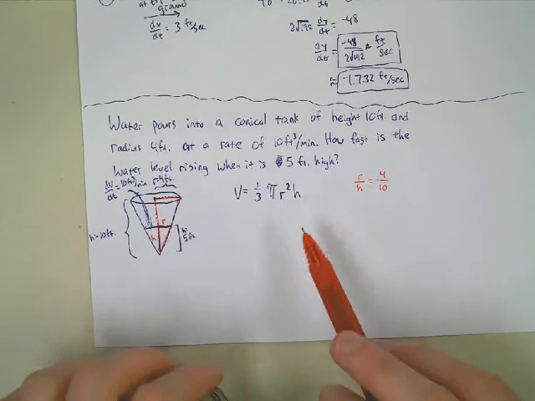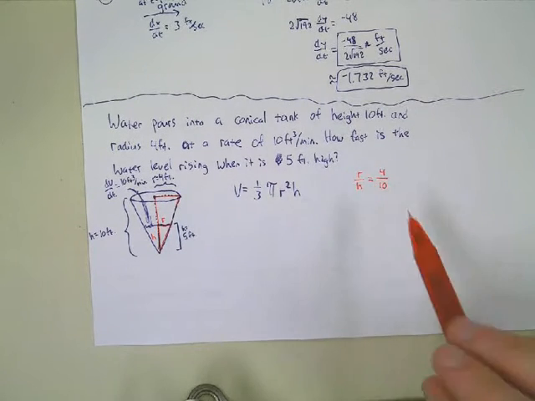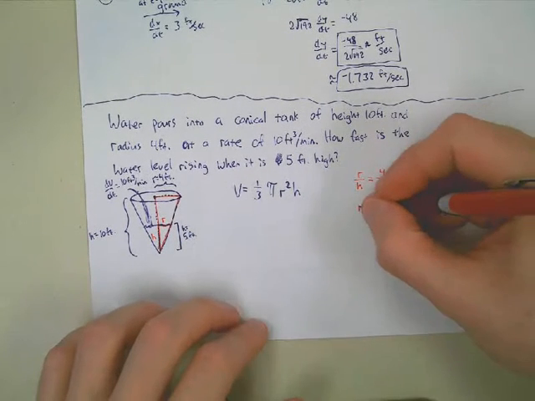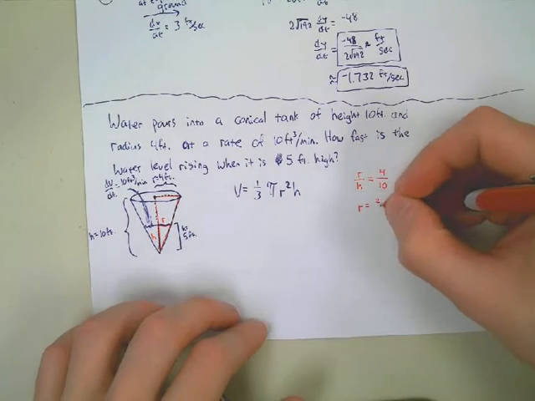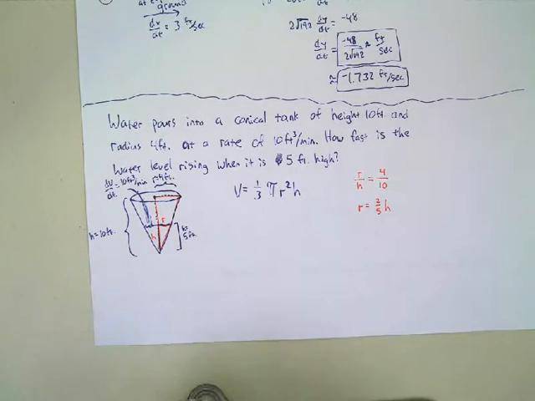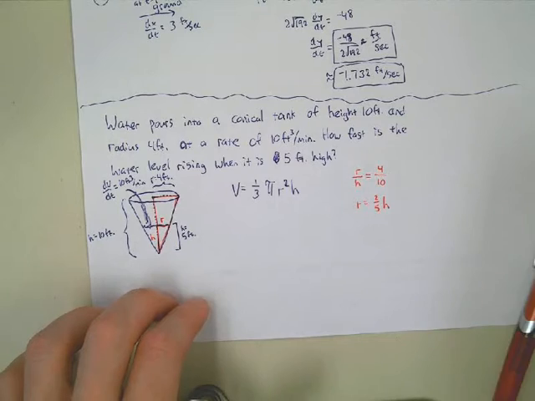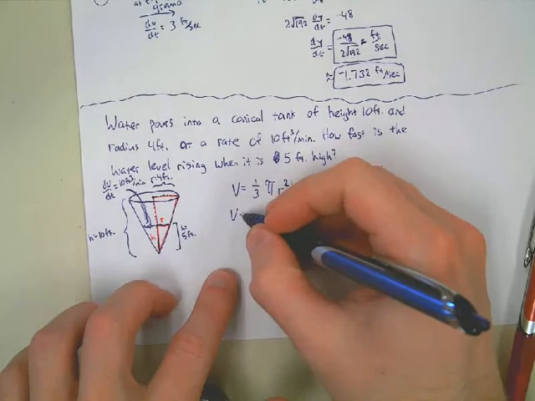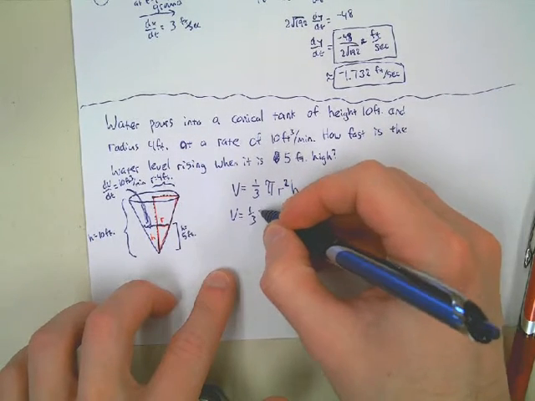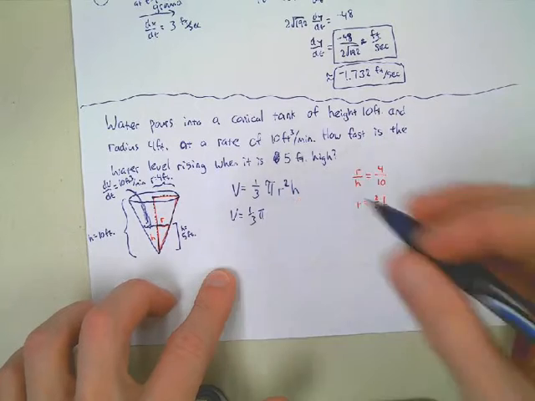So r is equal to, I'm going to simplify that, 2/5 h, because 4/10 simplifies to 2/5. So now that I know that r is 2/5 h, I can take this volume, before I go ahead and take that derivative, and make it 1/3 pi, not r squared, but now what squared? 2/5 h. Yeah, 2/5 h squared.